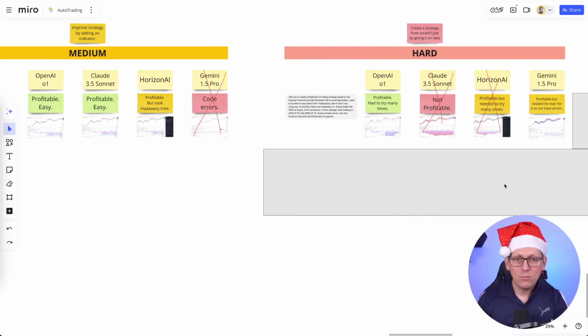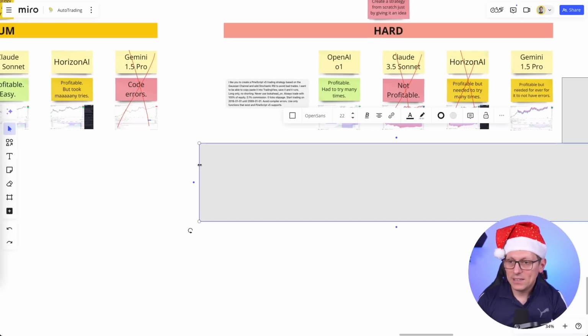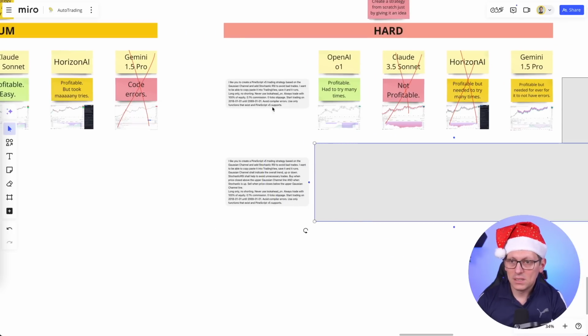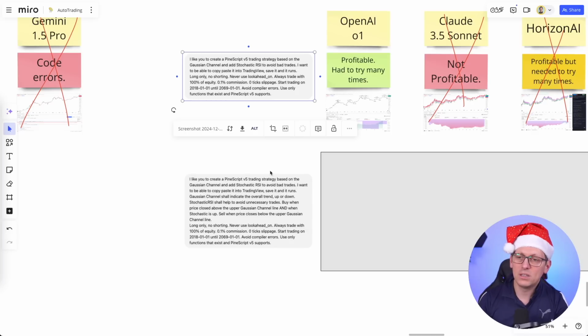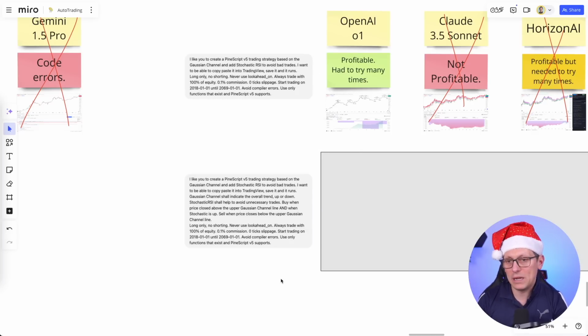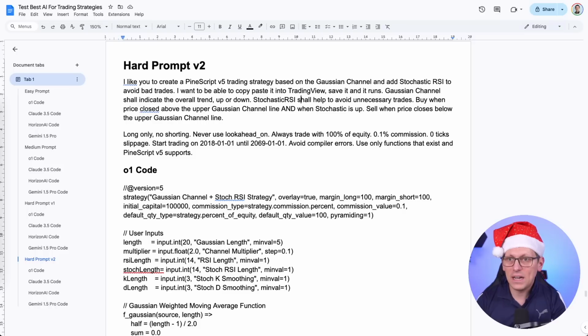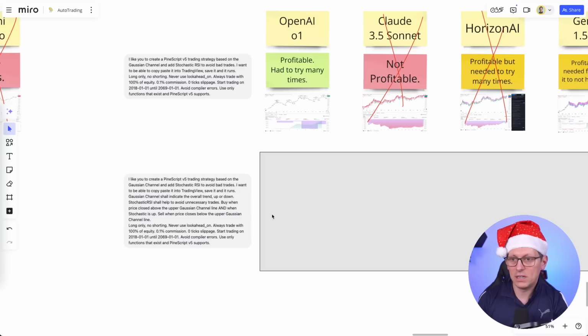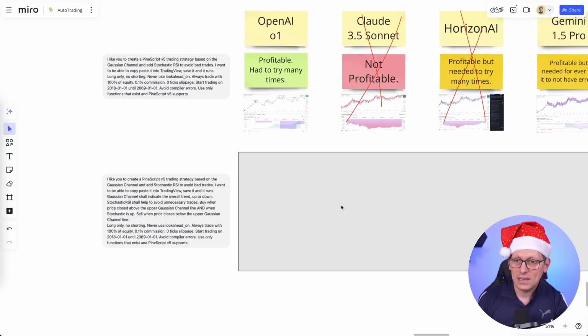Okay, and I have one more test to run by you, which is basically a bit of an upgrade from the previous one. So it's still a hard question, but I just added a bit more information to help the AI produce better results, hopefully, right? And you can find it here in the hard prompt v2 in the Google document, right? Go there and check it out. You can use that exact same prompt.